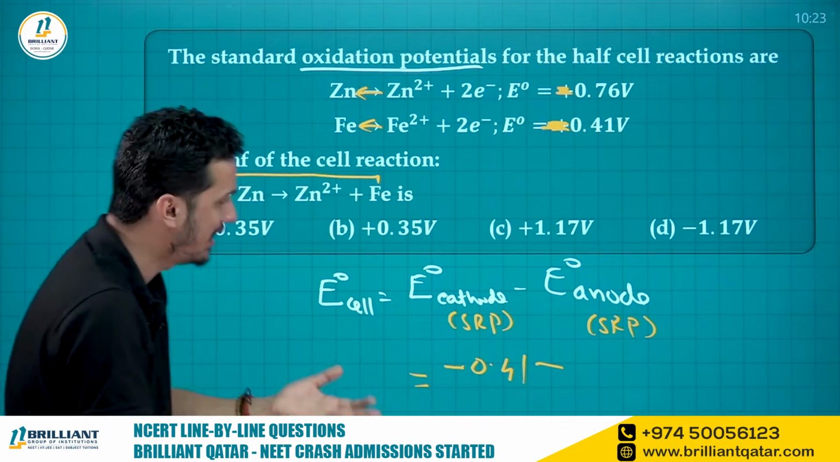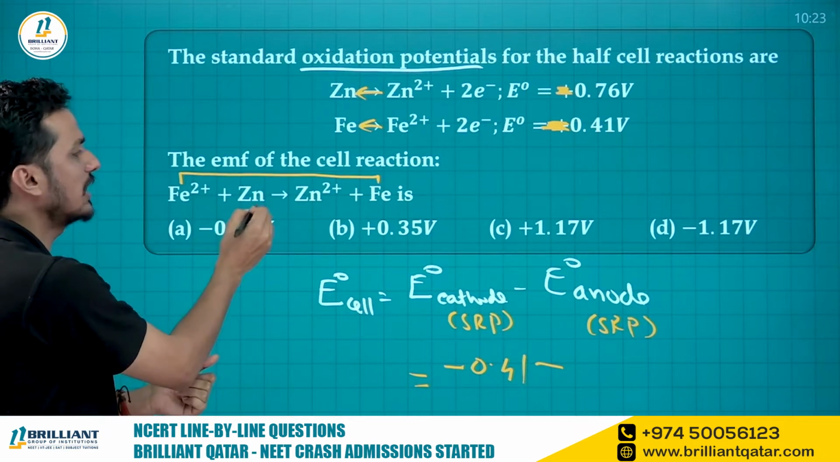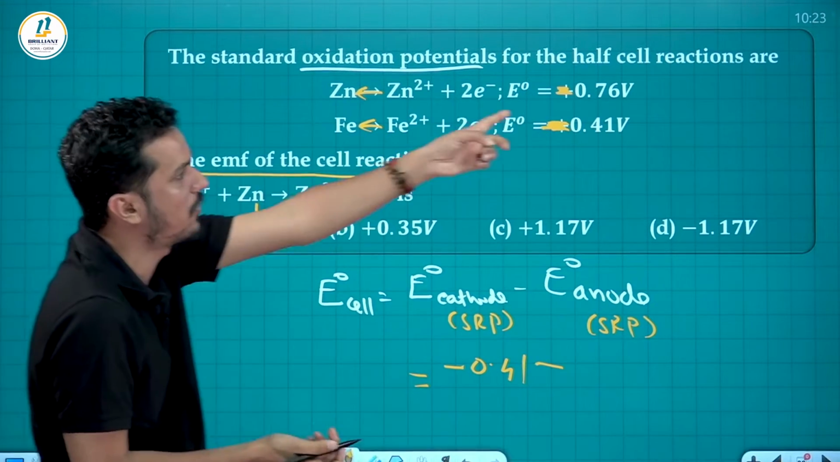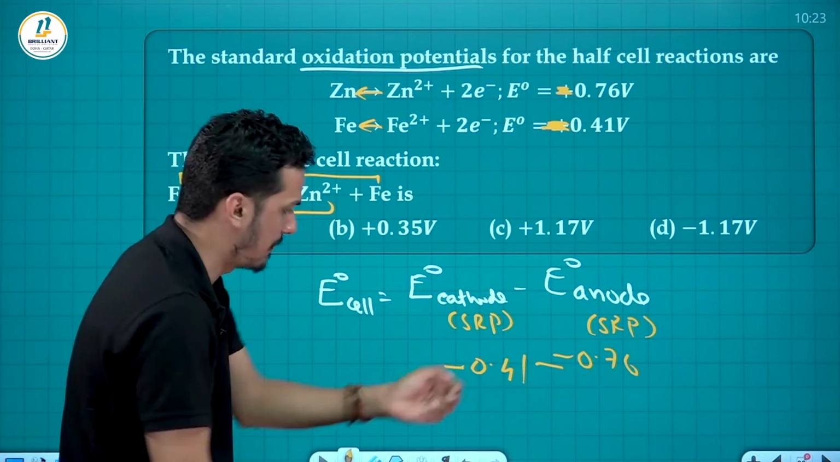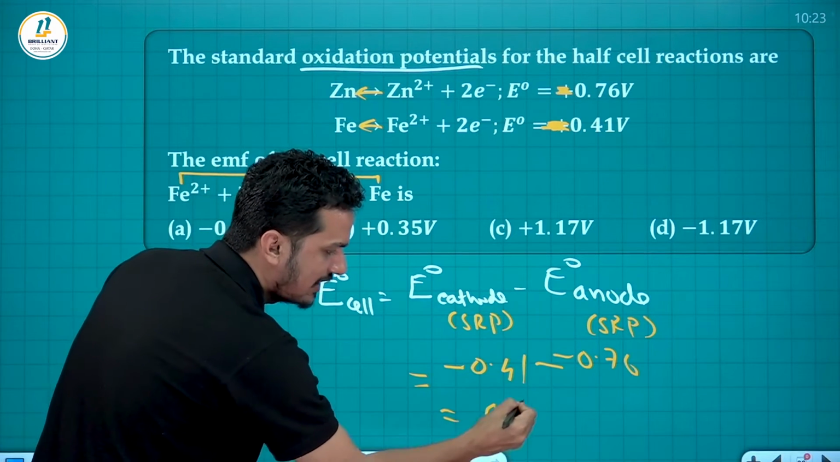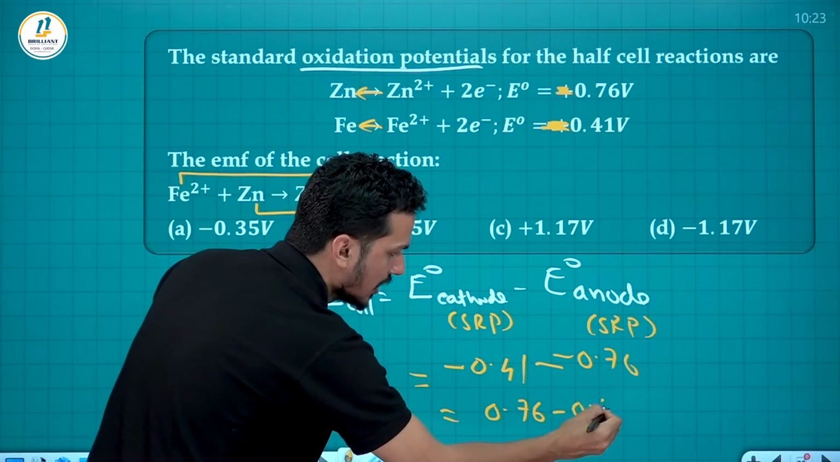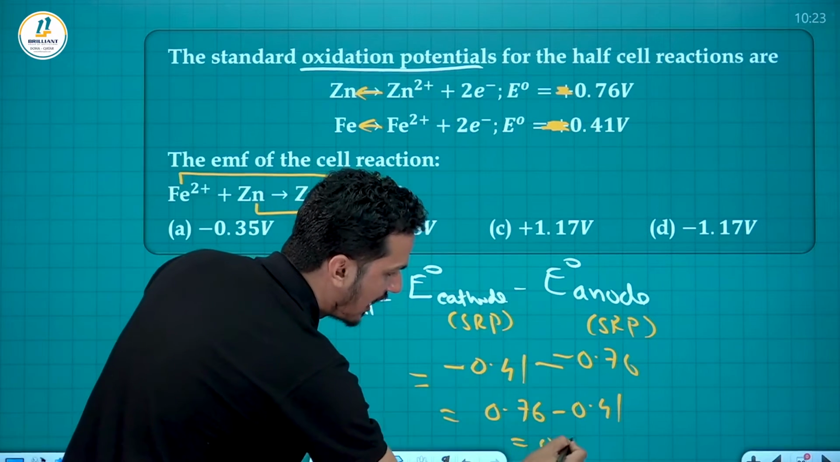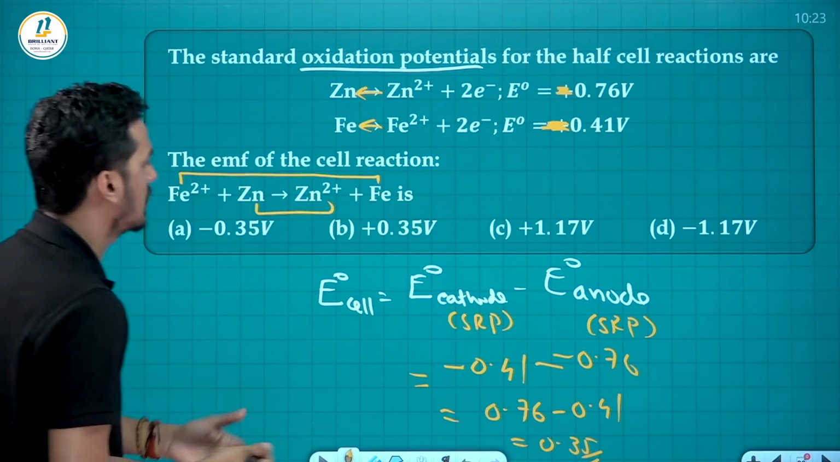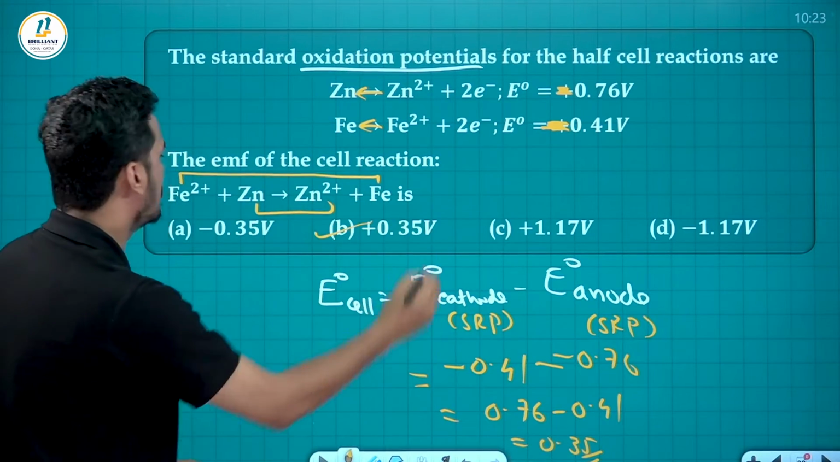Then again, here one minus is there, that minus I am putting. Then what's the anode? Zinc becomes zinc 2+. So the anode is minus 0.76. Minus becomes plus, so I can write 0.76 minus 0.41. So what's the answer? 0.35. Is there any option like that? Yes, guys. Option B is the correct one.